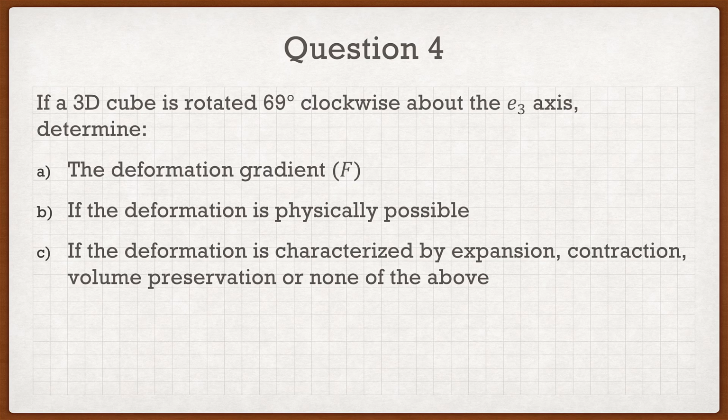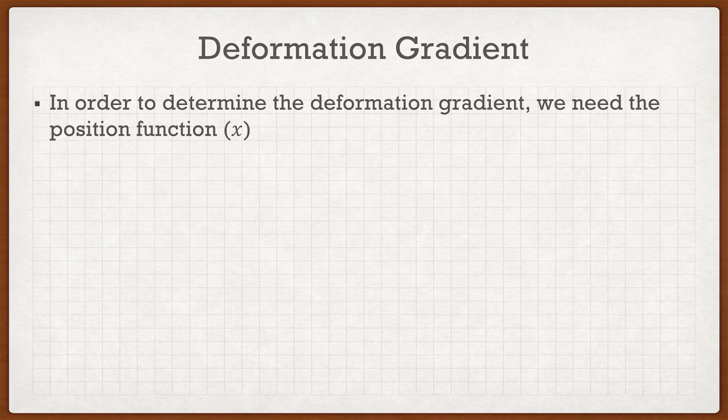Because if we look at this, we're not given any position functions. All we know is that we have a cube, and it's rotated 69 degrees. So in order to determine the deformation gradient, we need a position function x. We need x1, x2, and x3. So here's kind of the trick to this question.